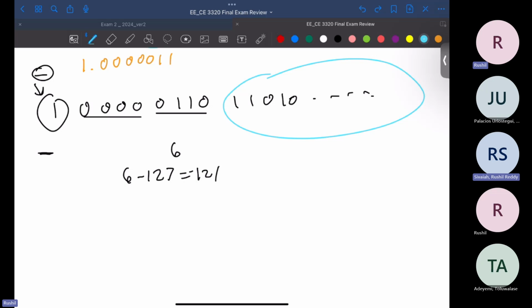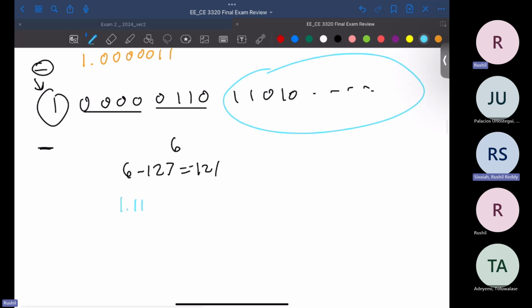So now in the blue, we'll have 1.11010 and so on, times 2 to the negative 121. Oh, okay, gotcha. And who knows what that is, so we'll leave it there.